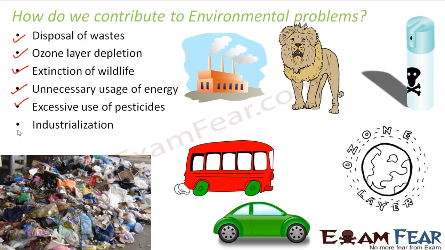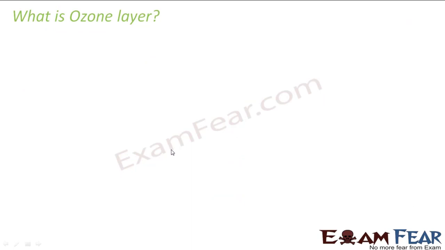Now in this lesson, some of these we have already discussed in our class 9th lessons. For example, the use of pesticides, the usage of energy, all these things we have already studied in class 9. So in this lesson, we will focus only on the first 2 things, that is the disposal of wastes and the ozone layer depletion. So we will concentrate on these 2 issues in this lesson. So let us try to understand what is ozone layer, because before we actually understand how does it harm the environment, we should first know what it is. So what is ozone layer?